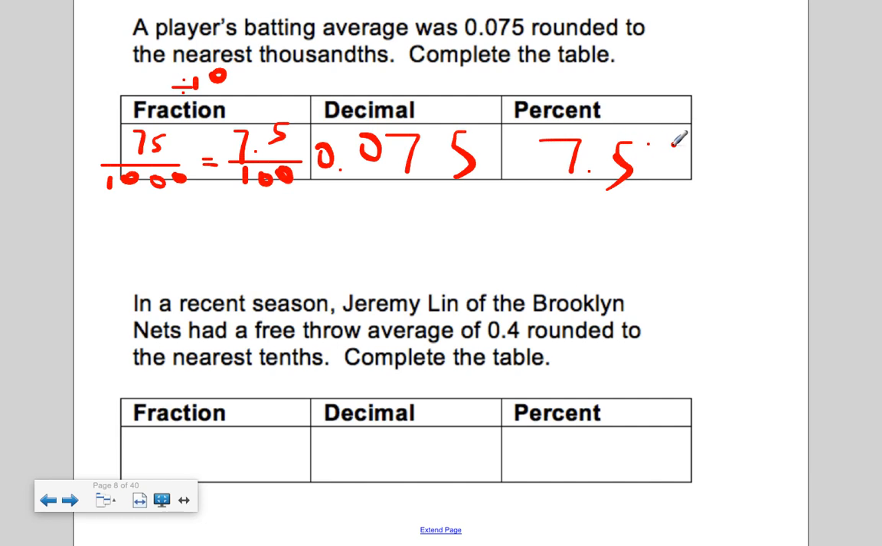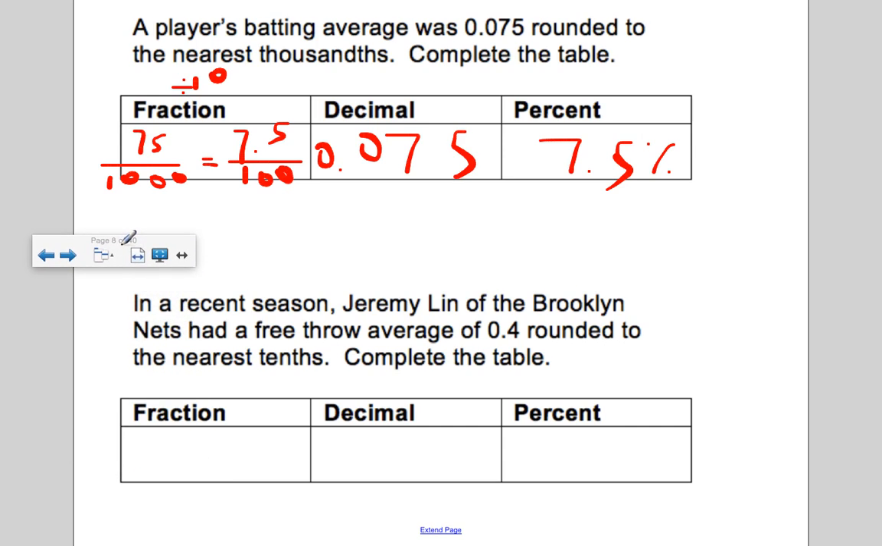Because a percent is anything per 100. Since this was not per 100, I had to break it down so it becomes per 100. So how did it turn 1,000 to 100? I divided by 10. 75 divided by 10 is 7 and 5/10.